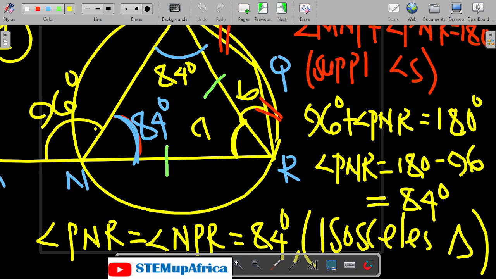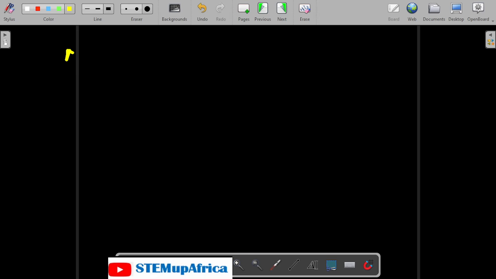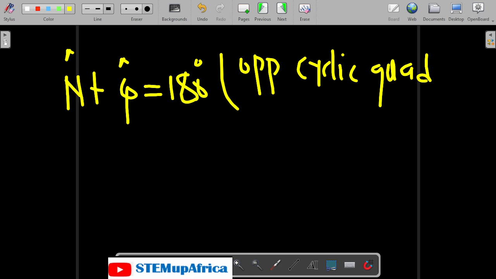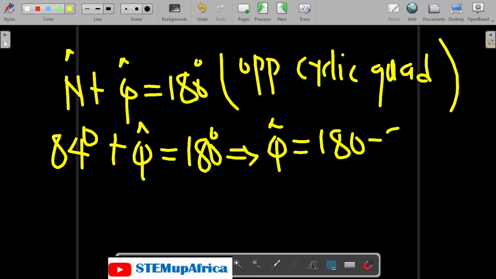Now that A is known, let's look at how we can get angle B. Remember we said NPQR is a cyclic quadrilateral, meaning the sum of opposite angles N and Q gives us 180. So angle N plus angle Q is equal to 180. Reason: opposite angles of a cyclic quadrilateral. Here is 84 plus angle Q, which gives us 180. It implies that angle Q is 180 minus 84, which is 96 degrees.